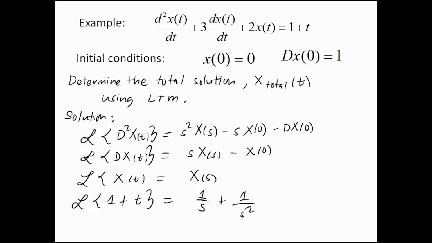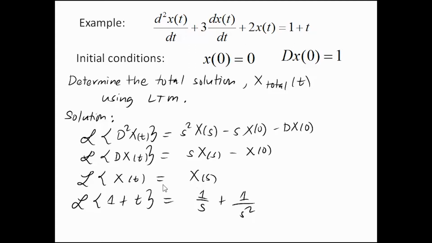As an example, consider the problem we had under our classical method solution. Second derivative x of t plus 3 times first derivative x of t plus 2x of t equal to 1 plus t. And here the initial conditions are assumed to be x at 0 time is equal to 0 and the first derivative of x at time t equal to 0 is equal to 1. So by taking the Laplace of the second derivative of x of t using the formula gives us s squared times x of s minus s times x at 0 time minus the first derivative of x at t equal to 0 time. And similarly, the Laplace of the first derivative of x at t is equal to s times x of s minus x at 0 time. And Laplace of x of t is equal to x of s.